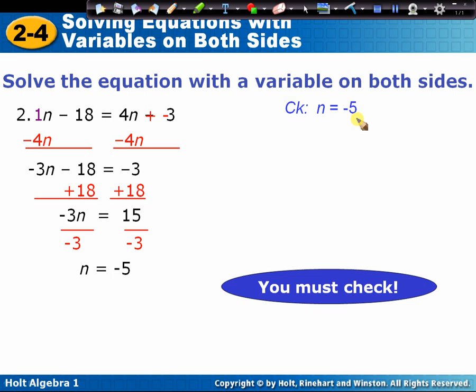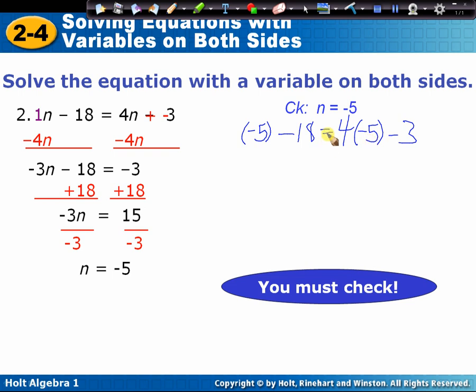We think that n equals negative 5, but we have to go back to our original problem over here and plug this in. So everywhere you have an n, we're going to put in parentheses. We have parentheses minus 18 equals 4 parentheses minus 3. Because every time we have an n over here, we're putting in parentheses over here. Now what goes in that parentheses is whatever we think n is equal to, which in this case, we think it's -5. And now we just work out the problem.